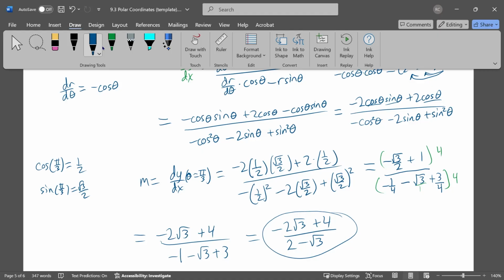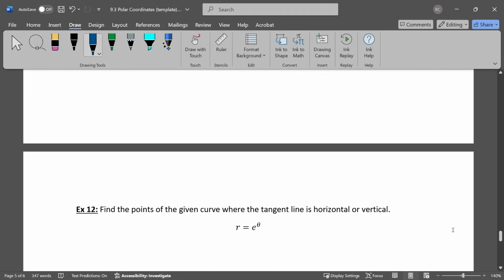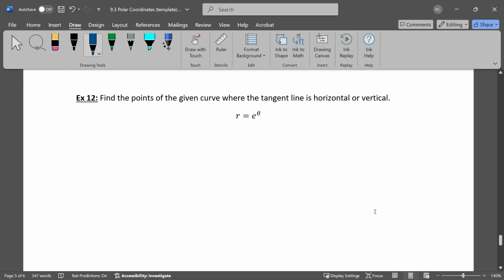Okay, that's it for that example. We have one more example to take a look at, and then we'll be done with our video on polar coordinates. Example 12: find the points of the given curve where the tangent line is horizontal or vertical.